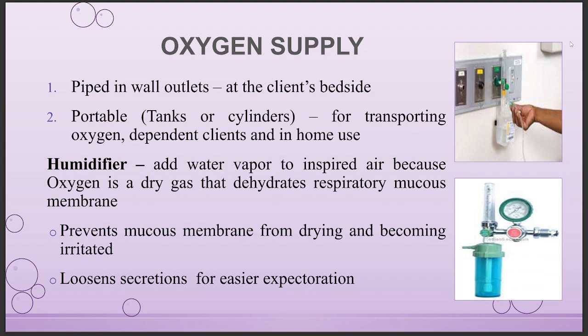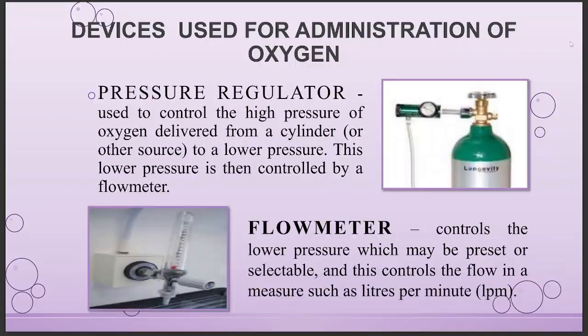Oxygen supply can be piped in wall outlets at the client's bedside, or it can be used in tanks or cylinders for transporting oxygen-dependent clients and in home use. A humidifier adds water vapor to inspired air because oxygen is a dry gas that dehydrates respiratory mucous membranes. It prevents mucous membranes from drying and becoming irritated. It loosens the secretions for easier expectoration. Devices used for administration of oxygen are the pressure regulator and flow meter.